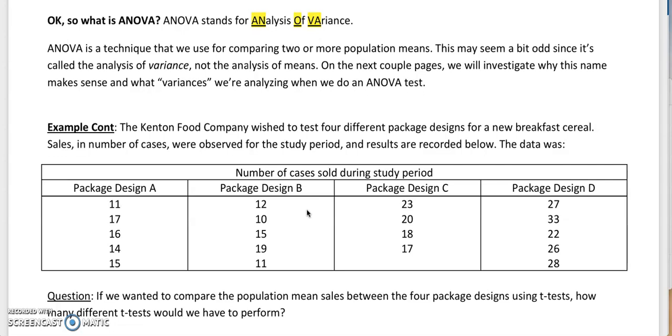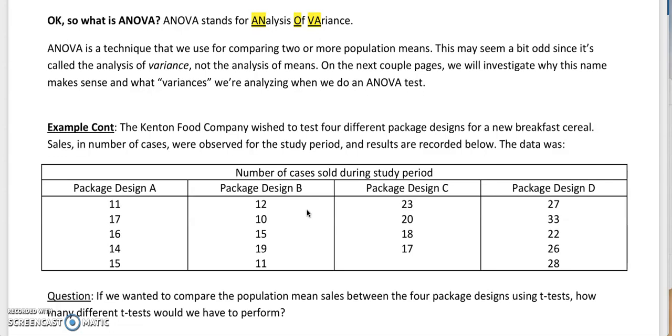And as we've seen, it's a technique that we can use if we want to compare two or more population means. And right away I like to acknowledge that this does seem a bit odd, since it's called the analysis of variance, not the analysis of means. And this is something that people sometimes get tripped up on a little bit. So over the next couple pages, we're going to investigate why this name actually makes sense. Like, what are the variances that we're analyzing? And how do those allow us to make conclusions about population means as our sort of end result?